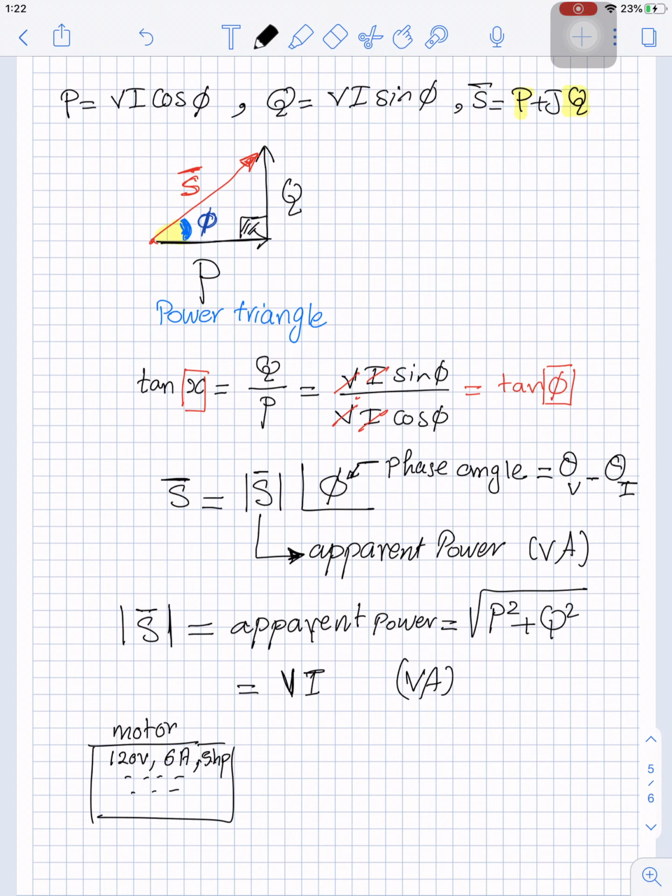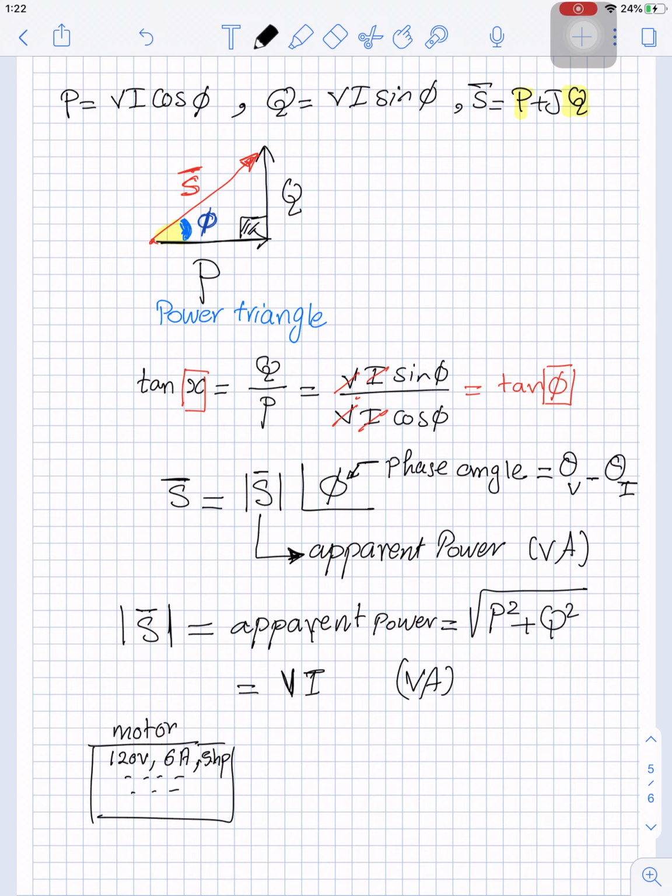You multiplied VI and it is only magnitudes. So it is not the complex power, because for the complex power we need an angle. And it is not the active power, because the active power is VI cos phi, so we need phi.